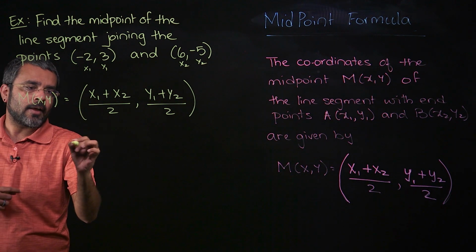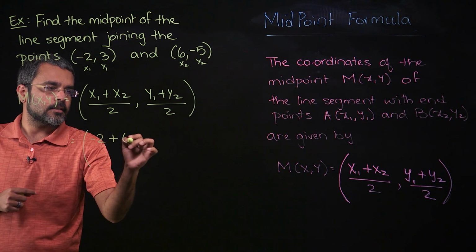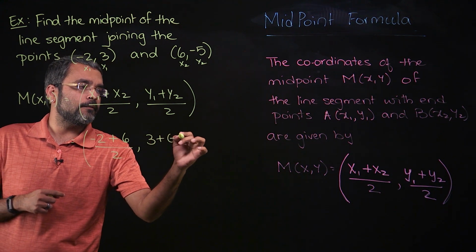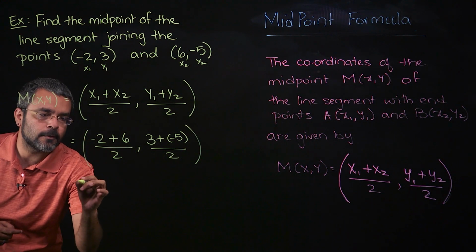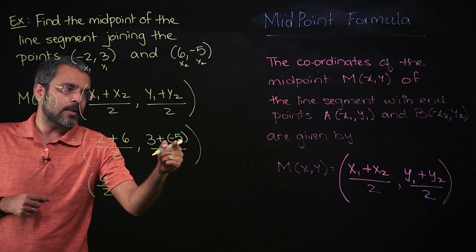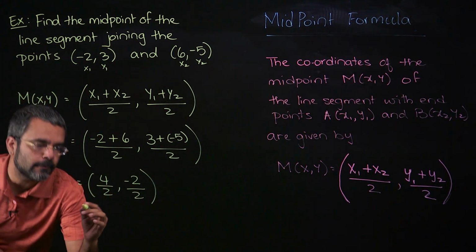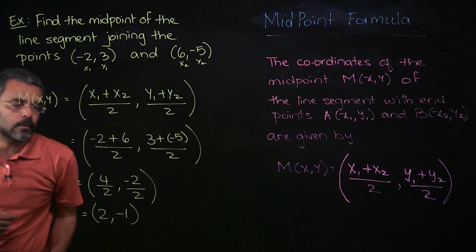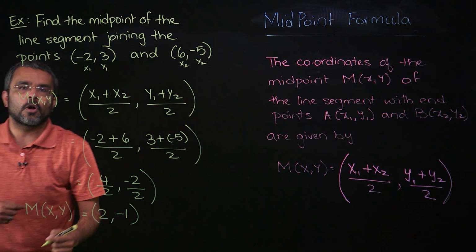If I plug the values in, x1 is -2, so I have -2 plus 6 over 2, and for the y's, 3 plus -5 over 2. -2 plus 6 gives me 4, so that's 4 over 2. And 3 plus -5 is 3 minus 5, which is -2 over 2. Simplifying further, I get 2, -1. So the coordinates of the midpoint are (2, -1).